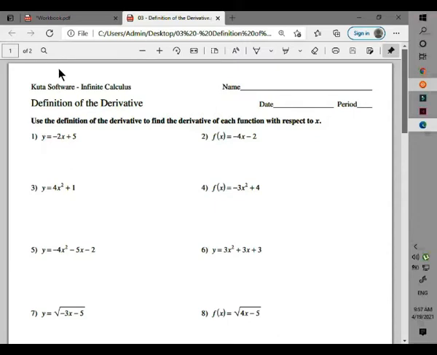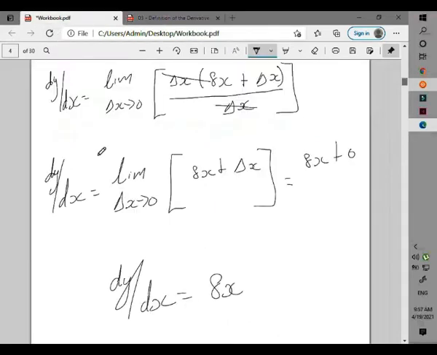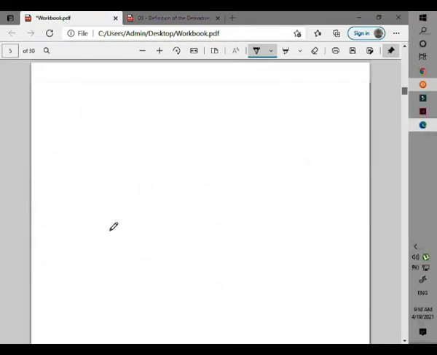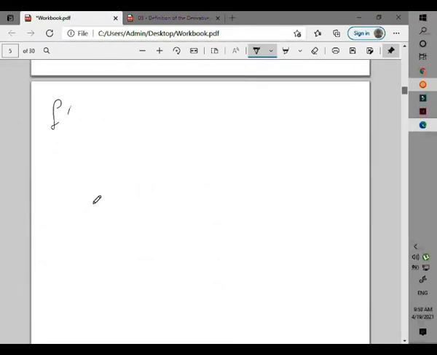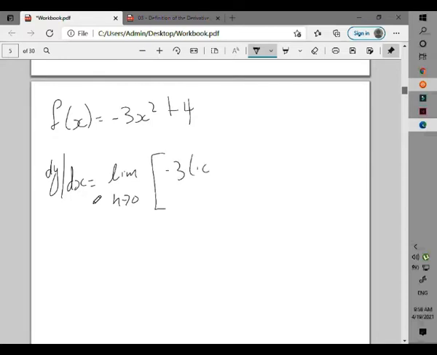Alright, number 4. f of x is equal to minus 3x squared plus 4. So since we're having f of x, it means that instead of delta x, we're using h. So dy upon dx is equal to the limit as h approaches 0 of minus 3 of x plus h plus 4 minus 3x squared, put my square there, plus 4.